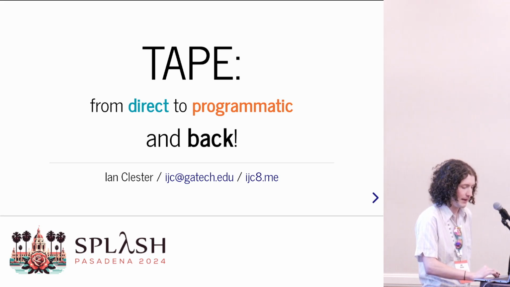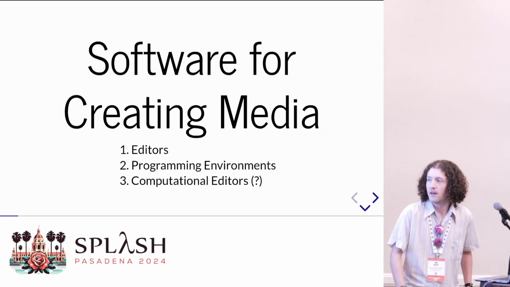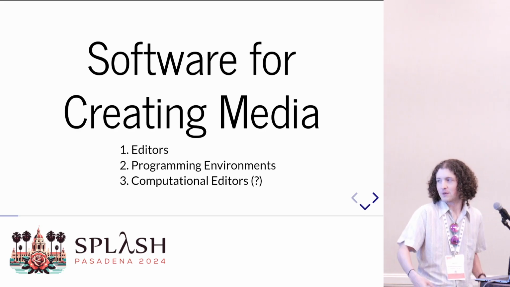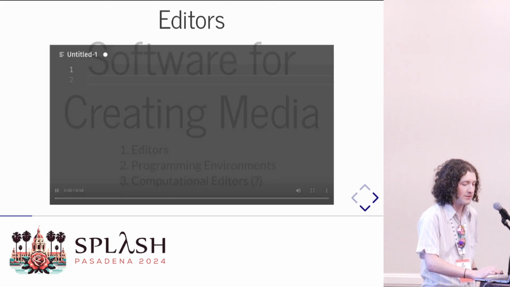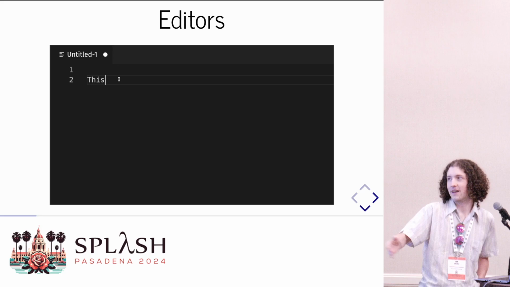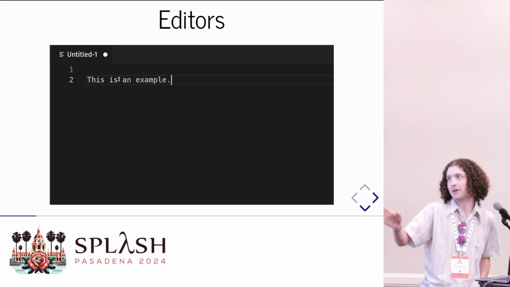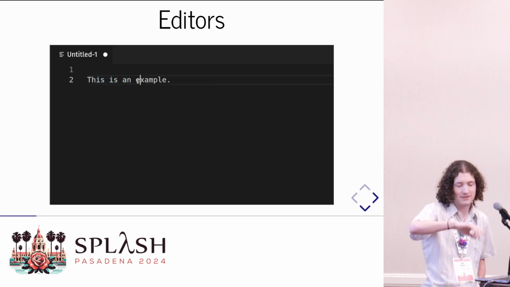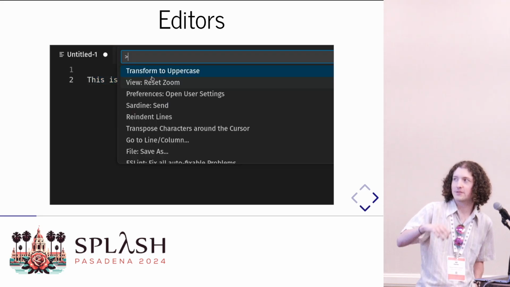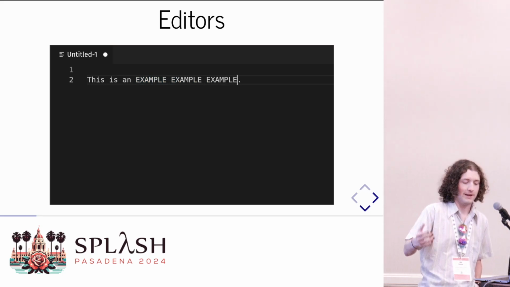So to illustrate this, I'll first talk generally about software for creating media. And I want to put it into three categories: editors, programming environments, and computational editors. So first category, this is an editor. I press the H key on my keyboard and an H shows up. I can use the arrow keys and my cursor moves in that direction. I can use the mouse, move the cursor, select stuff. I can also do some higher level actions like transform to uppercase or copy and paste.